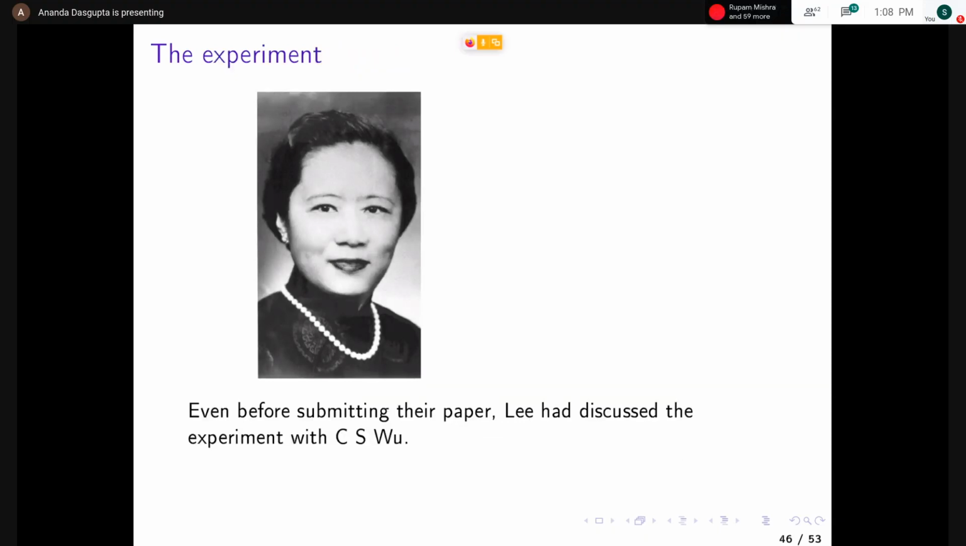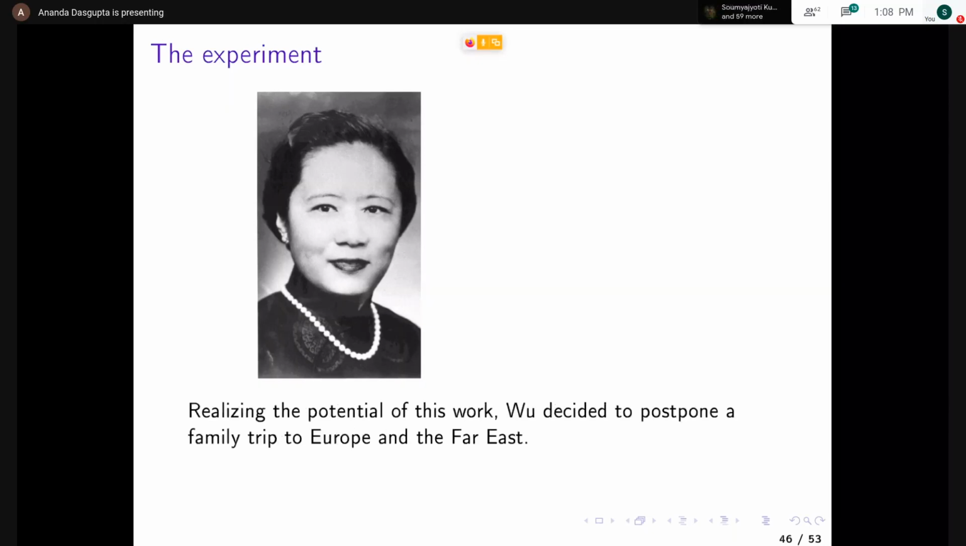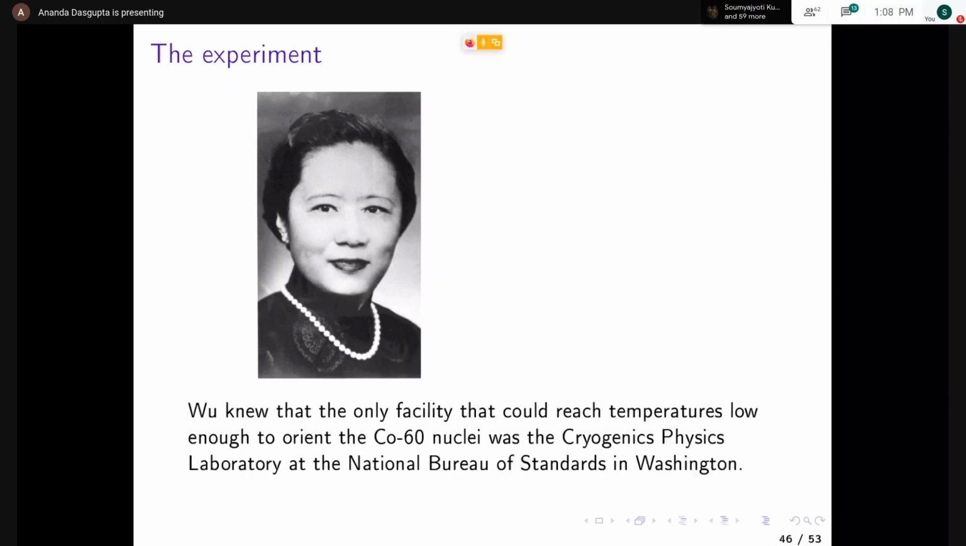So before submitting the paper, Lee had discussed the experiment with C.S. Wu, another Chinese expatriate who was working in the same laboratory, the same institute as them. And Wu was on the verge of going out on a family trip to Europe and the Far East, but she immediately realized that this is a very important physical problem, and she also realized that it was well within her capabilities, with some help, to solve this. So she cancelled the trip, but she also knew that she could not do this alone, so she tied up with the cryogenics physics laboratory at the National Bureau of Standards, NBS, Washington.